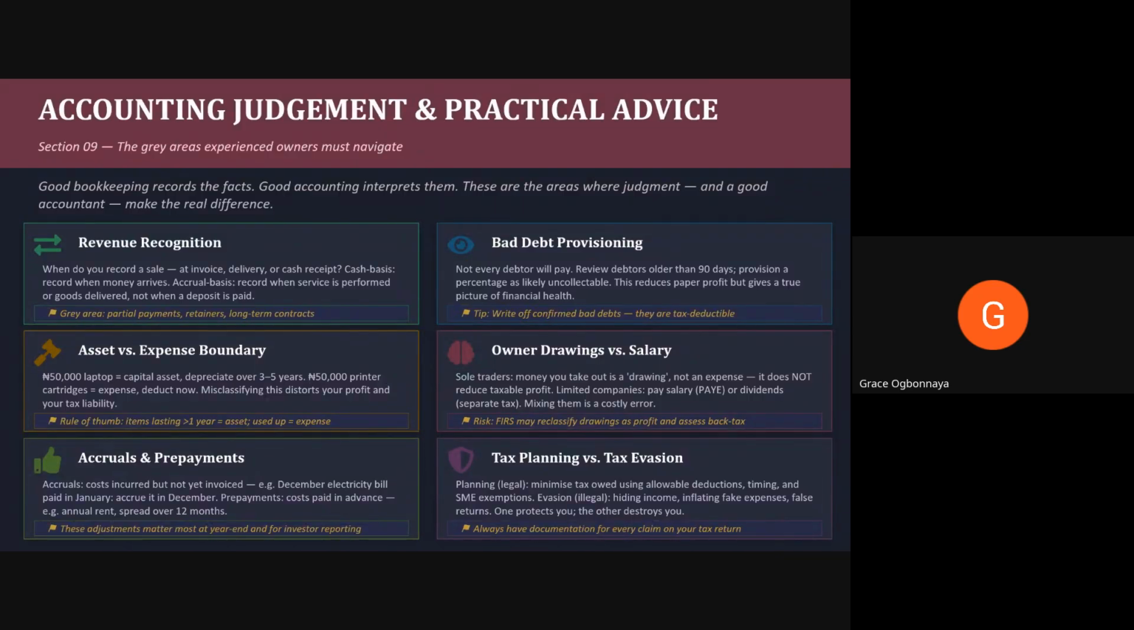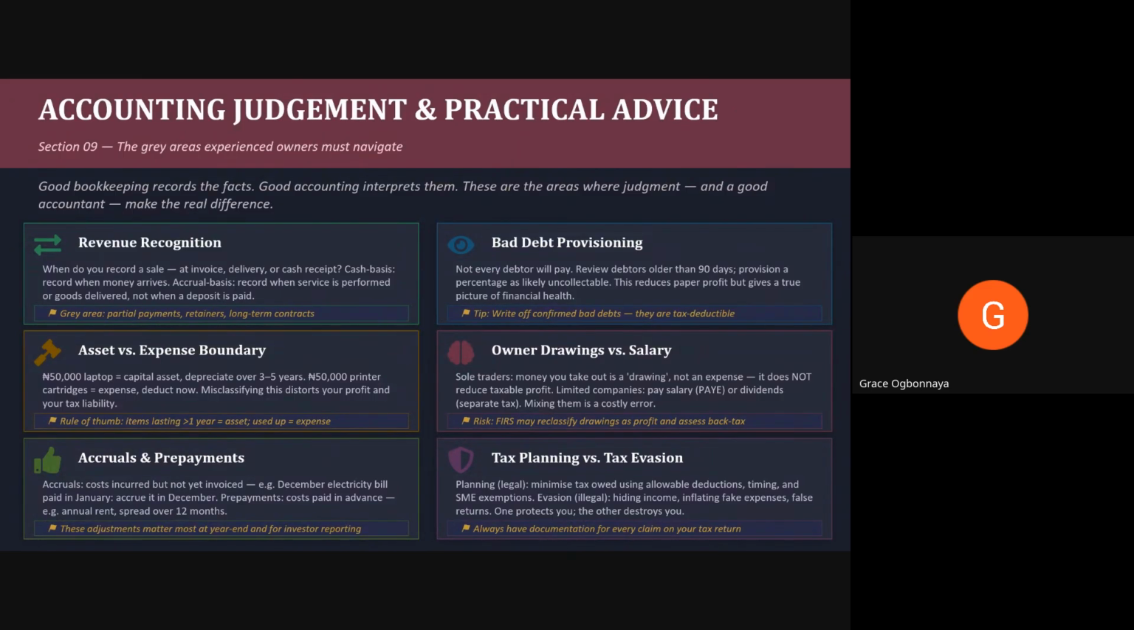So these are the gray areas where you will need your judgment, your own personal judgment, and an accountant. Revenue recognition: when do you record your sale? Is it at invoice, at delivery, or when you receive cash? Cash basis means you record it when the money has entered your account. You now record that you made a sale. Accrual basis is, okay, you have done the service, so you have sold the goods to the customer, but money has not yet entered. So now it depends on you and your accountant in deciding how you recognize your revenue.